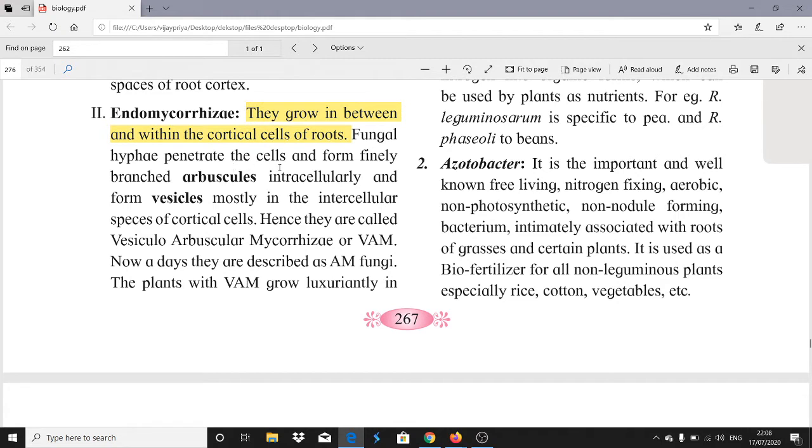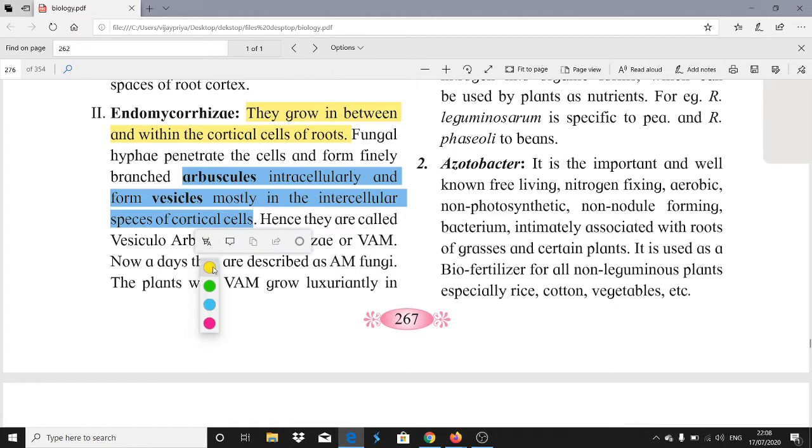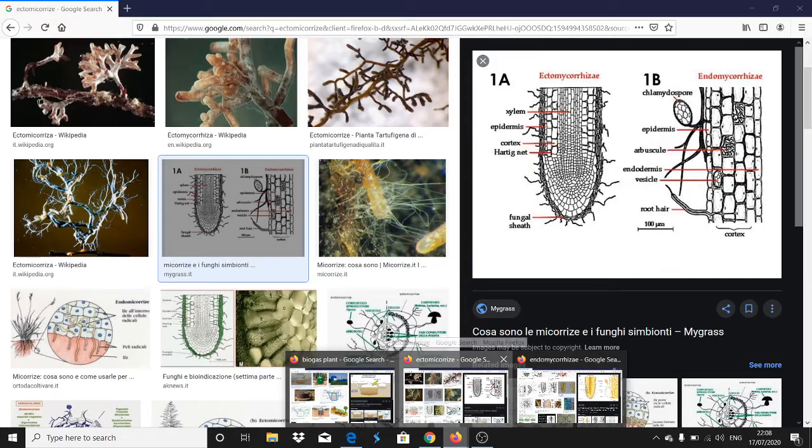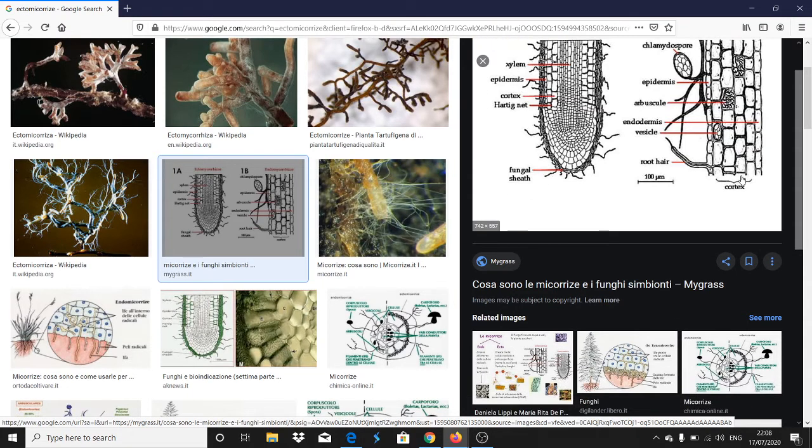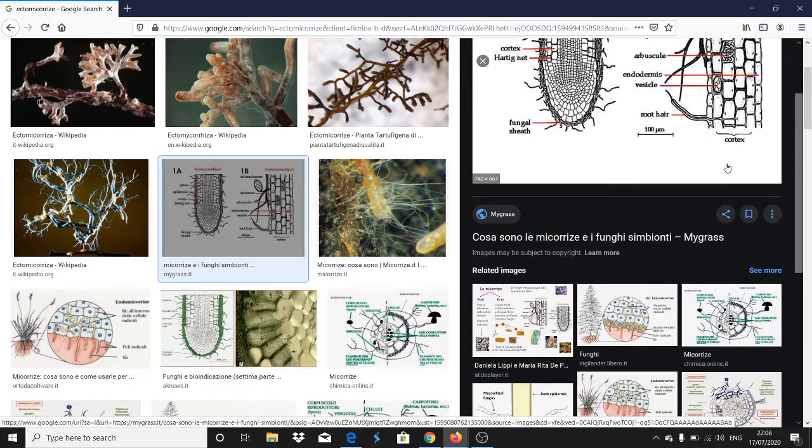Fungal hyphae penetrate in the cells and form finely branched arbuscules intracellularly, and they form vesicles mostly in the intracellular spaces of the cortical cells. So you can observe in the diagram how beautifully it is shown. Endomycorrhizae, see, they are present inside the cells. You can observe in the diagram where they are situated. So they are present inside these cells.